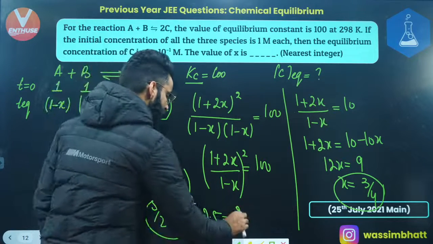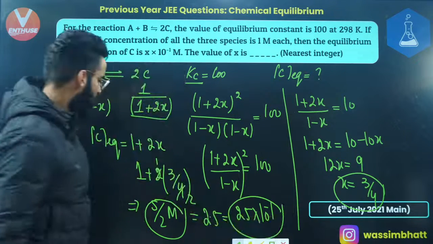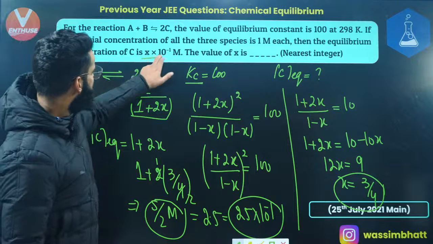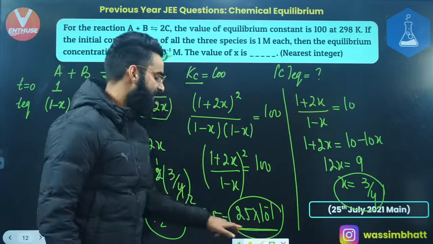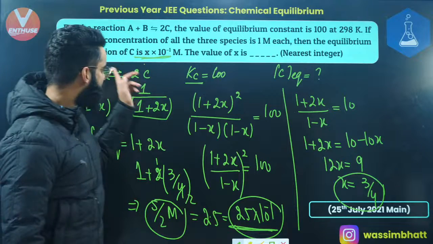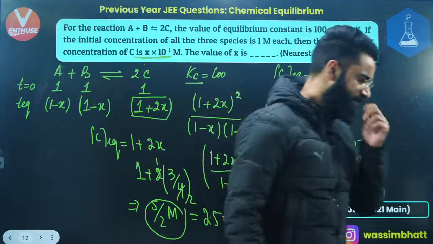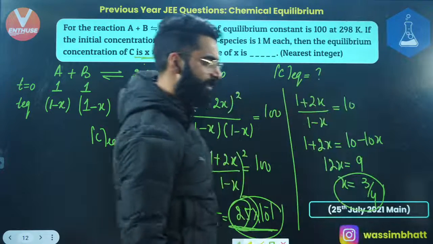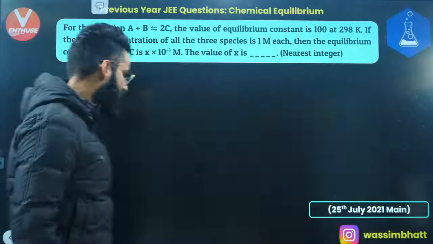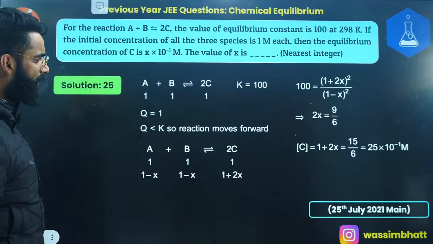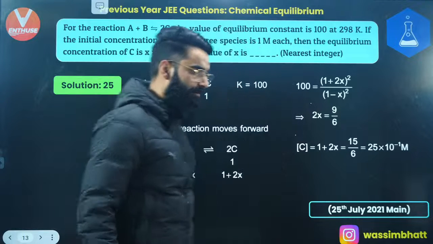You can write it as 25 into 10 raised power minus 1, right? So you got the concentration of C at equilibrium, which was x into 10 raised power minus 1. So x into 10 raised power minus 1 is equal to 25 into 10 raised power minus 1. Just compare the two things. So you're getting the x value over here as 25. I'm sure it's clear to everyone. You got exactly the value of x which I was supposed to calculate, and it's coming out to be 25, correct?